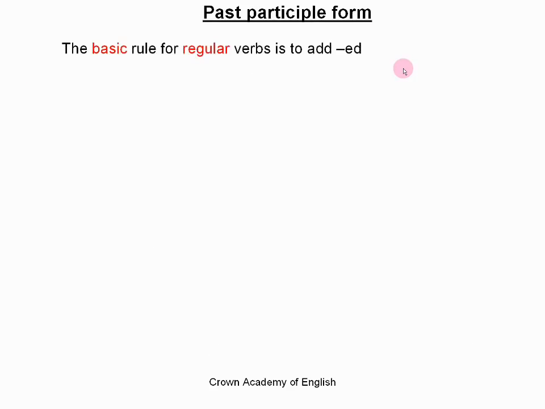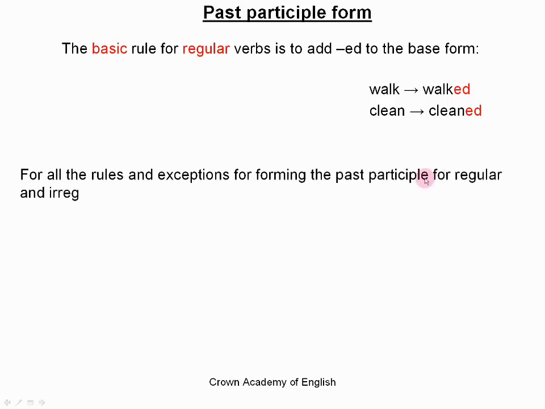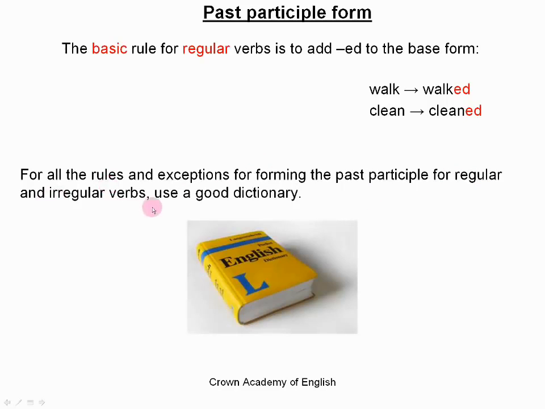Well, the general or the basic rule for regular verbs is to add ed to the base form. Example, walk becomes walked, clean, cleaned. But this is only the basic rule for regular verbs. There are many other rules, and for all the rules and exceptions for forming the past participle for regular and irregular verbs, then use a good dictionary. Okay? In this video, we will not have time to explain all the rules for the past participle. Okay, that is not the goal of this lesson.